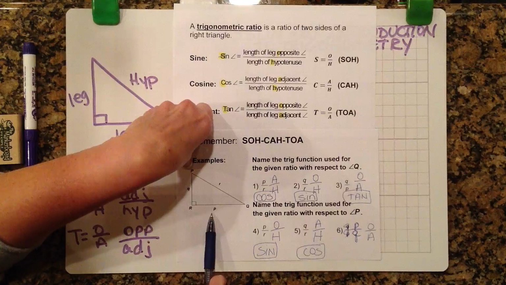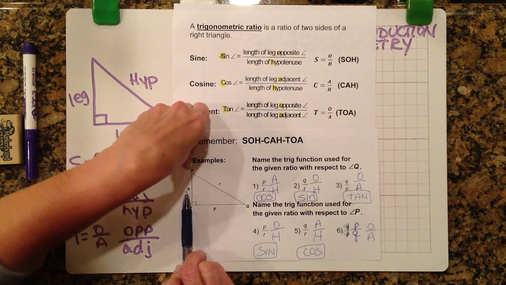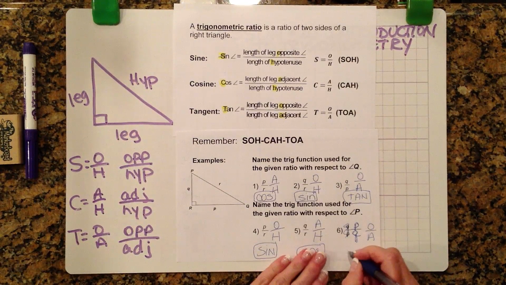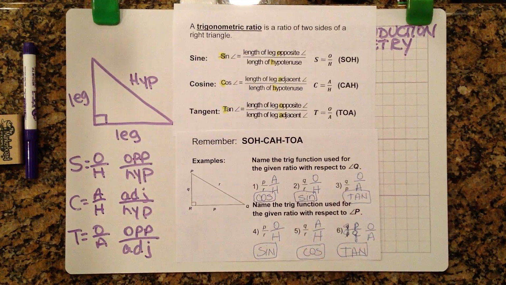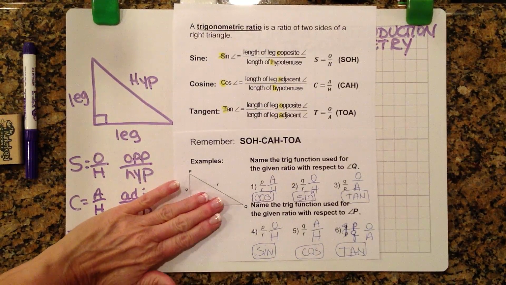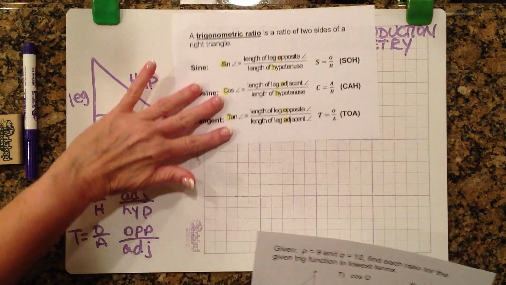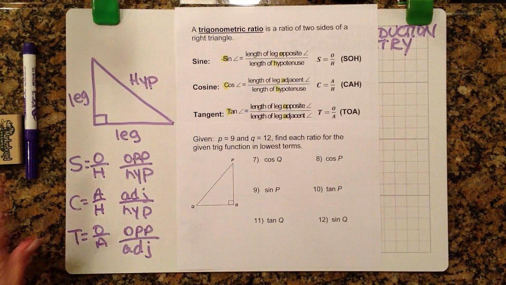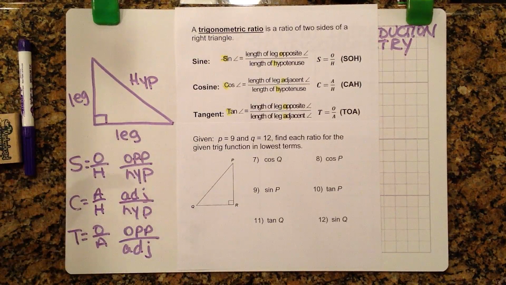And opposite over adjacent would be OA. Opposite over adjacent. So that's TOA, and that's a tangent value right there. Okay. Now what we're going to do is we're going to put some numerical values here, and we're going to start right here. This is a very, very basic trig function ratio problem.